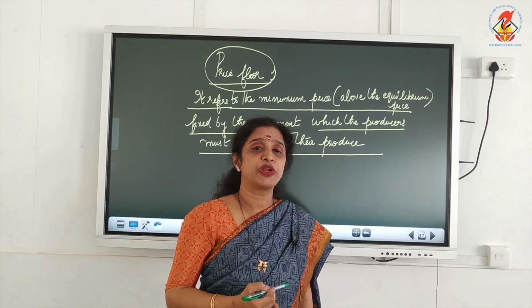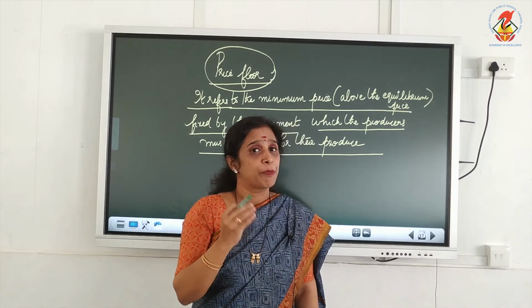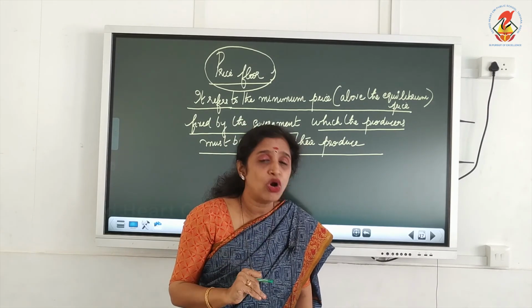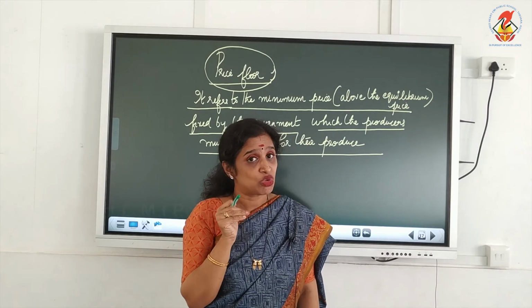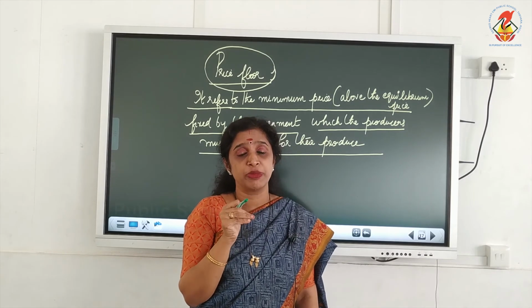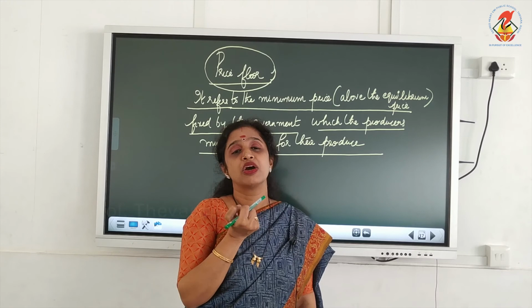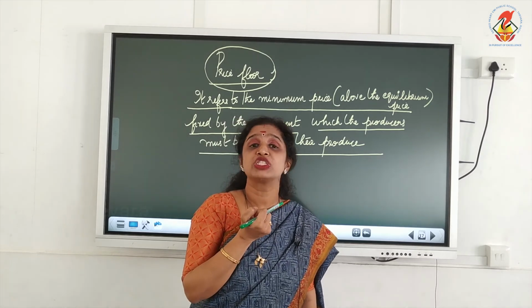Now, the aim of the producers is maximum profit. Producers should get at least a minimum profit. They should not go beyond that particular level. So, in that situation, it is a responsibility of the government to protect the producers. So, for protecting the producers, government has introduced the price floor.